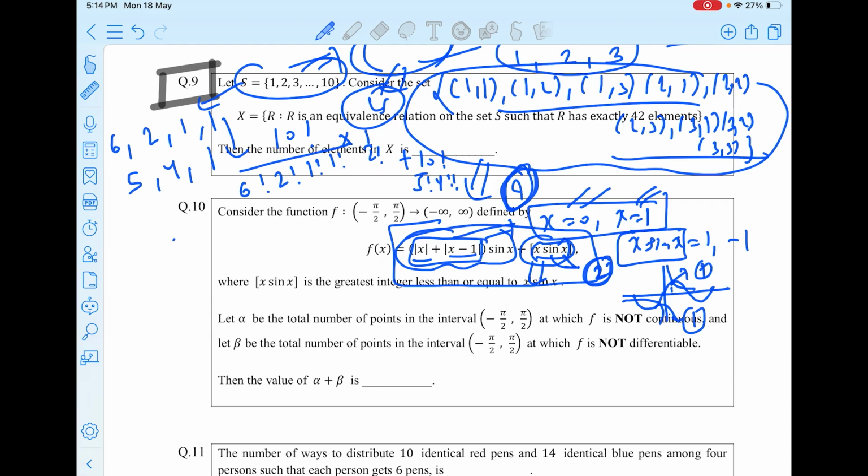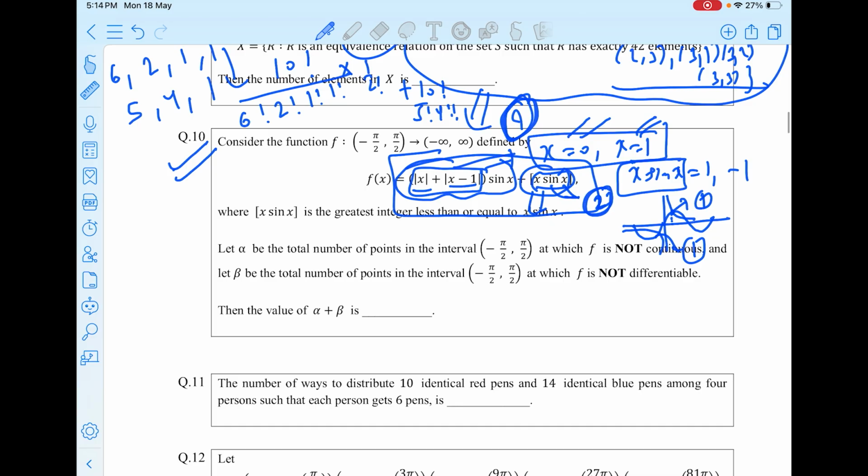Okay, so this is a lengthy question. This thing is important: is x sin x taking the value 1 or not? This is very important here. If you miss this, then you will arrive at a wrong answer. If you check only at 0 and 1, then whatever answer you get will not be correct.